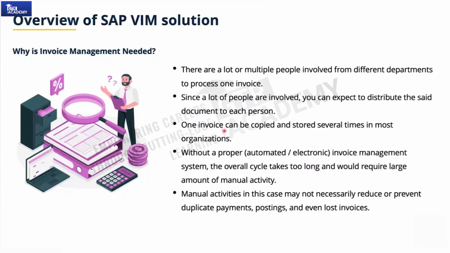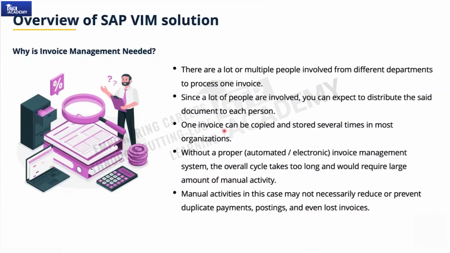Previously, one invoice could be copied and stored several times in most organizations. Many vendors send their invoices directly to their counterparties in the buyer teams, and buyer teams generally store a copy of it and then send it to the accounts payable team, who are supposed to store the document as well. With this solution, only one copy is stored in the archive server, or whatever digital format they want to use, and the rest of the copies can be ignored because it's a centralized storage mechanism.